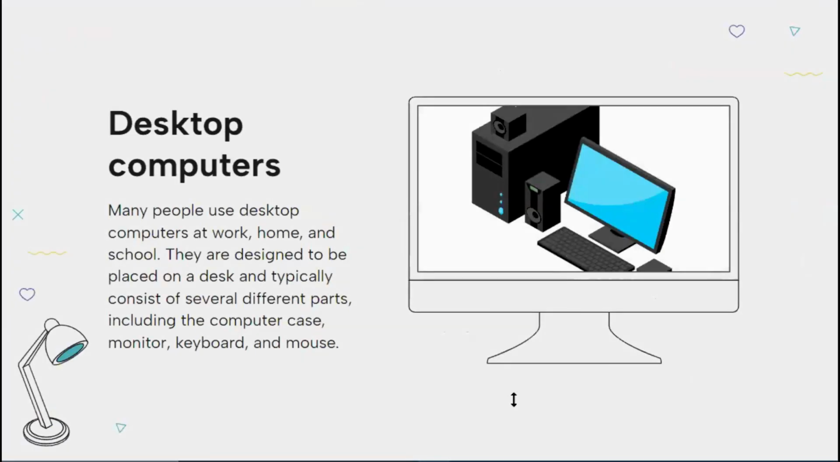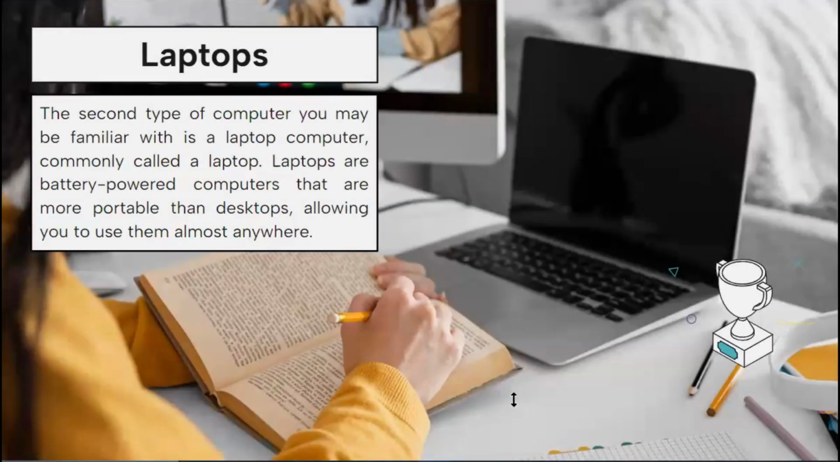In this list, we have desktop computers. Many people use desktop computers at work, home, and school. They are designed to be placed on a desk, therefore the name, and typically consist of several different parts, including the computer case, monitor, keyboard, and mouse. Laptops are the second type of computer you may be familiar with. They are battery-powered computers that are more portable than desktops, allowing you to use them almost everywhere.